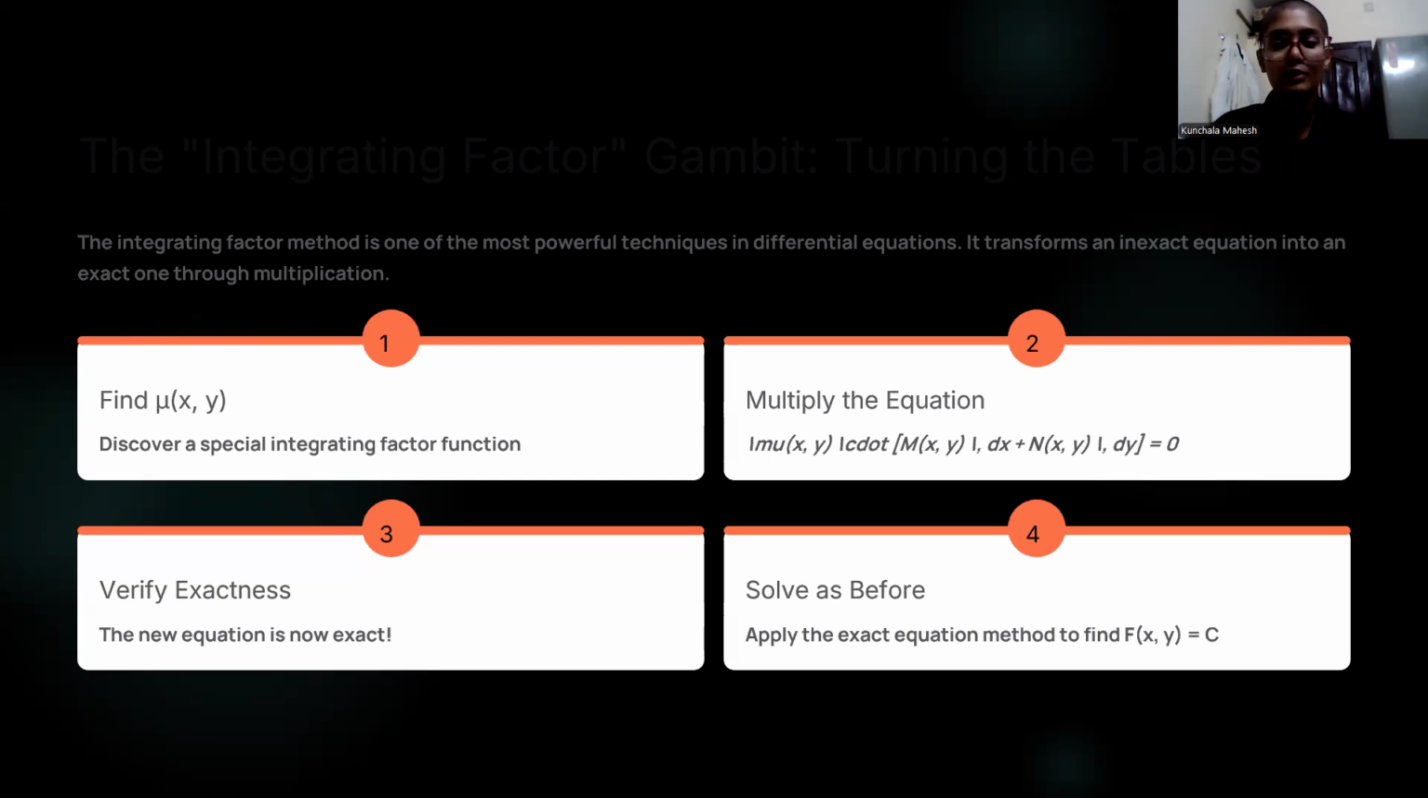Third, you have to verify the exactness, so the new equation is now exact. And the fourth one is that you have to solve as before: apply the exact equation method to find f(x,y) = c. So these are the 4 steps of the integrating factor method, which is one of the powerful techniques. First is finding μ(x,y), the second is multiplying the equation, the third is verifying the exactness, and the fourth is solving the equation.